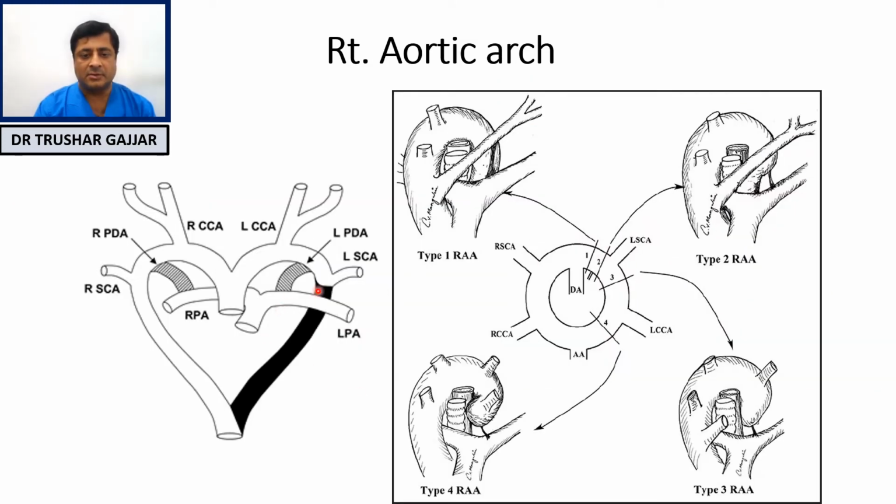Now let us see the right aortic arch. Here, instead of the right fourth arch disappearing, the left fourth arch distal to the left seventh intersegmental artery disappears, and this will lead to the formation of right aortic arch. This disappearance may be complete or it will be in the form of a fibrous cord.